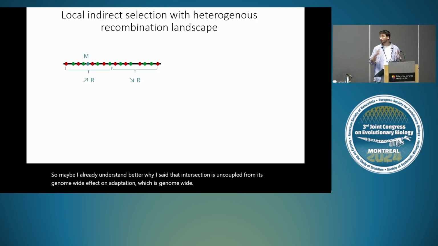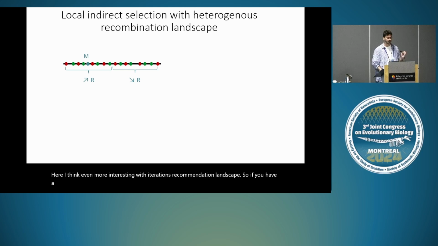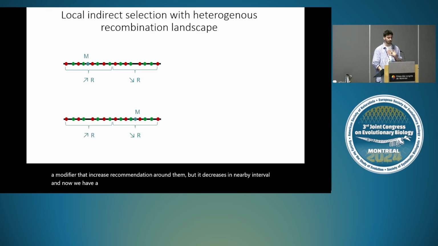Here, I think I have something even more interesting with a heterogeneous recombination landscape. So if you have a modifier that increases recombination around it, but decreases it in a nearby interval. And now we have a second model that is exactly the same, but the modifier is in the interval where it reduces recombination.